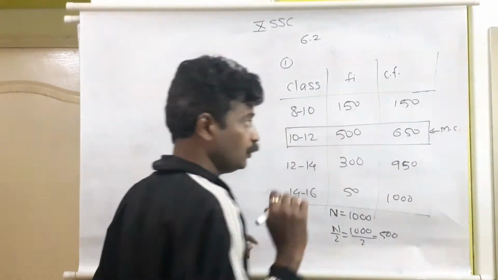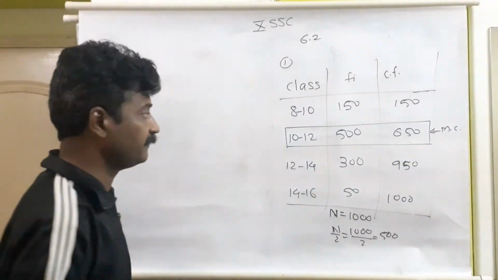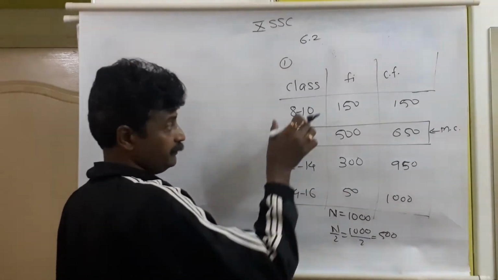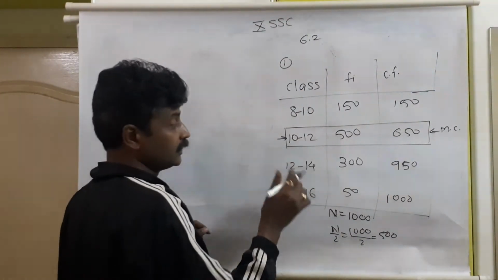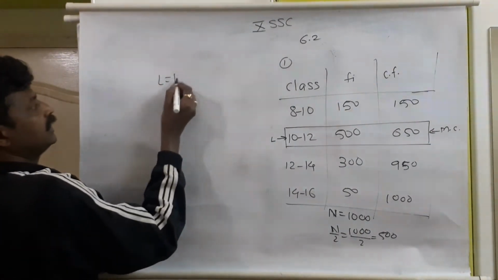Median class. Now, the values of L, then CF, then F. The lower limit of the median class in continuous form: these are the continuous classes. Lower limit of the median class, so L is equal to 10. Capital L is 10.